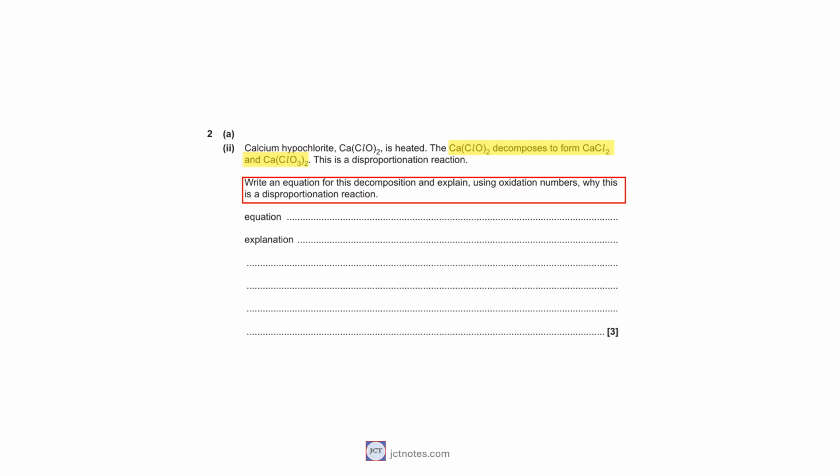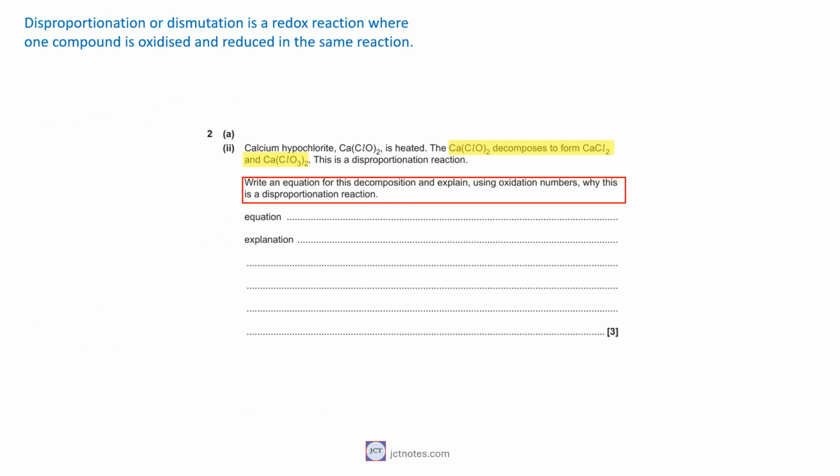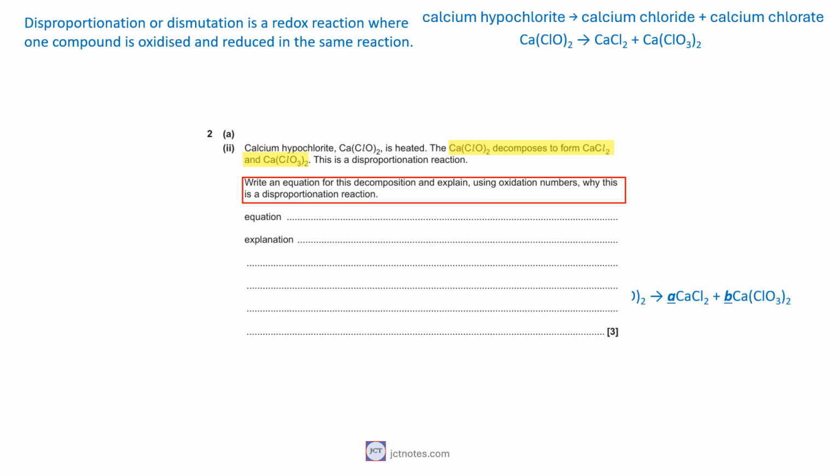Disproportionation or dismutation is a redox reaction where one compound is oxidized and reduced in the same reaction. The reaction that we have is calcium hypochlorite produces calcium chloride and calcium chlorate. To balance the equation, I will use the algebraic method. Let's fix the calcium hypochlorite to 1, and call A the number of moles of calcium chloride, and B the number of moles of calcium chlorate.